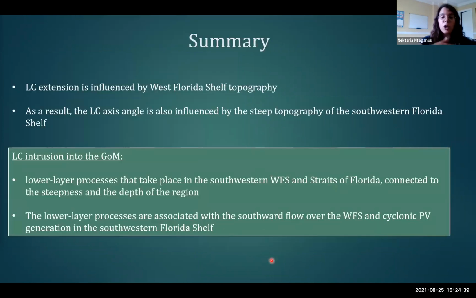In summary, I have been looking at the interactions of the West Florida shelf topography with the loop current. The main findings are that the loop current extension is influenced by the topography of the southwestern Florida shelf. And as a result of the loop current extension, the LC axis angle is also influenced by the steep topography of the region. But what is mostly important and novel is that the loop current intrusion in the Gulf of Mexico is subject to lower layer processes that take place in the southwestern Florida shelf and Straits of Florida that are connected to the steepness and the depth of the region. And those lower layer processes are associated with the generation of cyclonic potential vorticity in the region of the pressure point in southwestern Florida shelf.